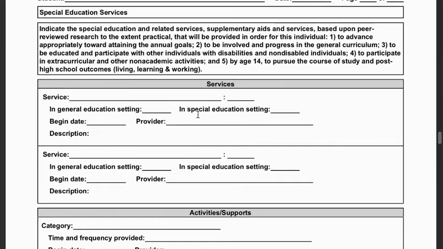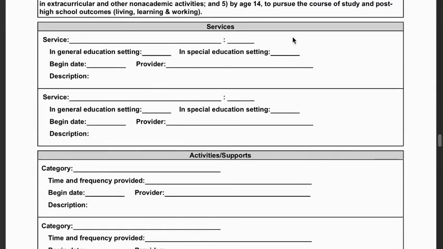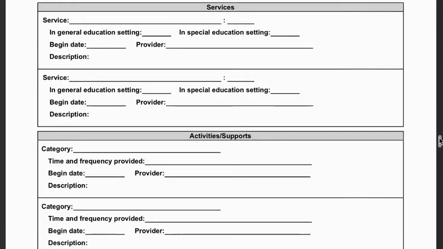And then who will be providing it? That will be your special education teacher, and then sort of what they're working on. Again, they will have a service for each goal area they have. Also in services, this is a lot of times where you will find if they have associate minutes and how many associate minutes they have.